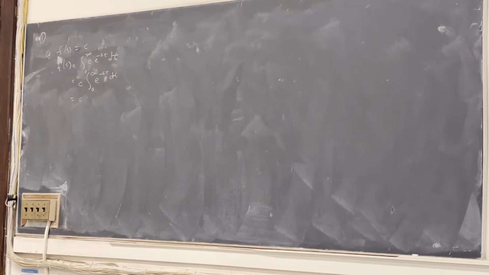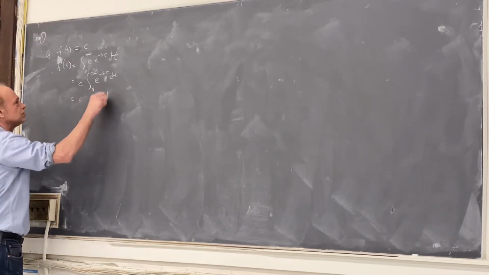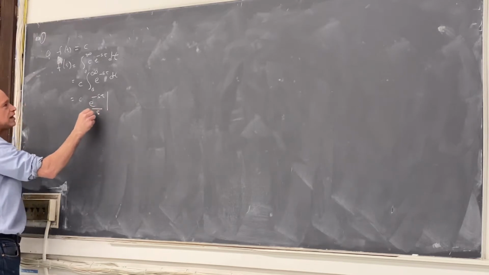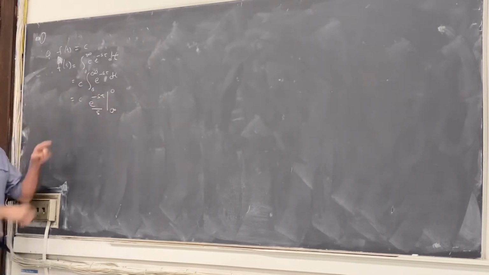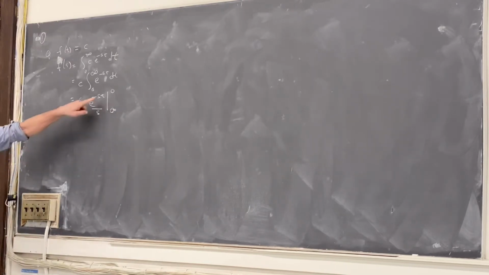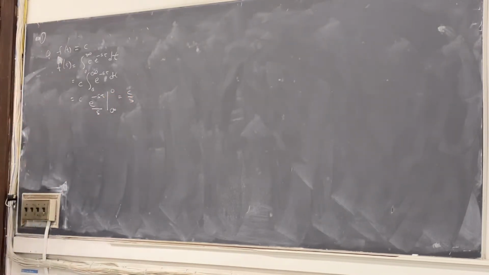You just pull the math out. I think it's e to the negative st divided by negative s. So it's e to the minus st divided by negative s, and I use the negative to flip the limits. At 0, this is just 1. At infinity, it's 0. So this is just 1 over s. That's the first one. What's the next one that I want to do?